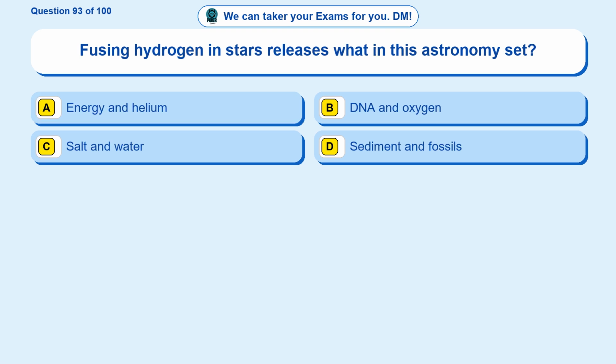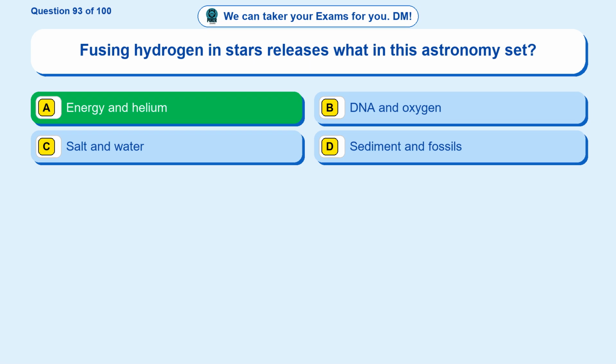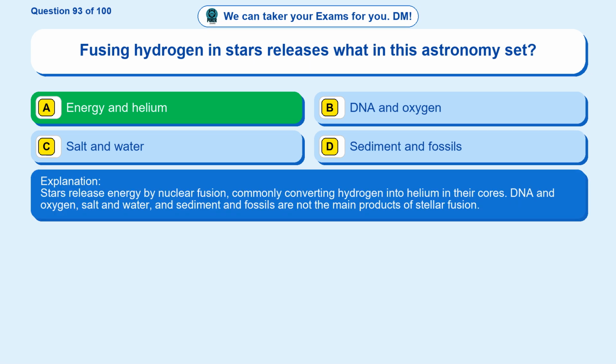Question 93. Fusing hydrogen in stars releases what in this astronomy set? Option A, energy and helium. Option B, DNA and oxygen. Option C, salt and water. Option D, sediment and fossils. The correct answer is option A. Energy and helium. Stars release energy by nuclear fusion, commonly converting hydrogen into helium in their cores. DNA and oxygen, salt and water, and sediment and fossils are not the main products of stellar fusion.